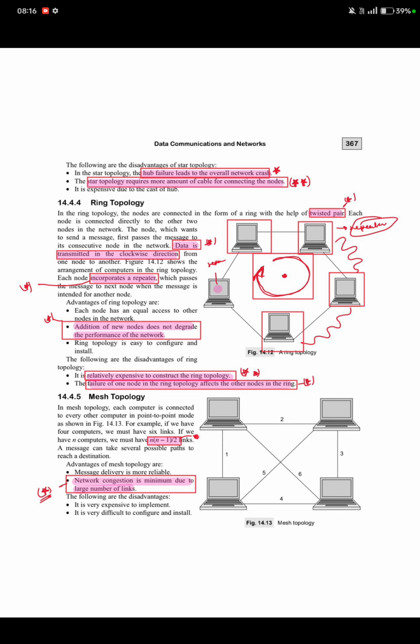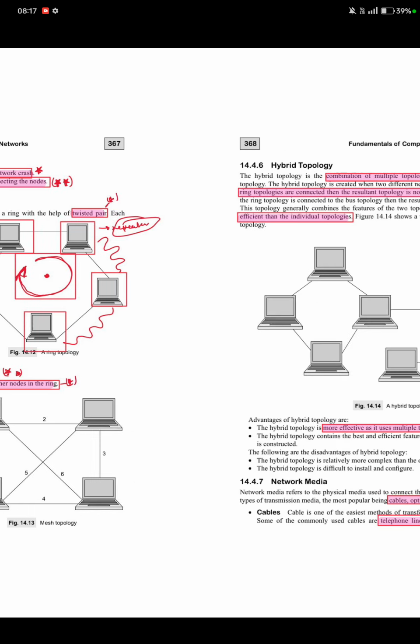Mesh topology: each computer is connected to every other computer in a point to point mode. If n computers are there, then we must have n into n minus 1 by 2 links. Advantages of mesh topology are: network congestion is minimum due to the large number of links.